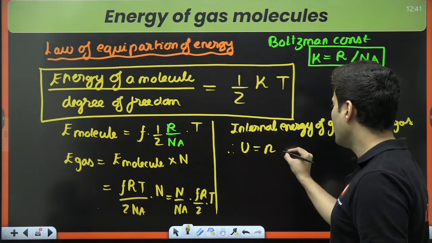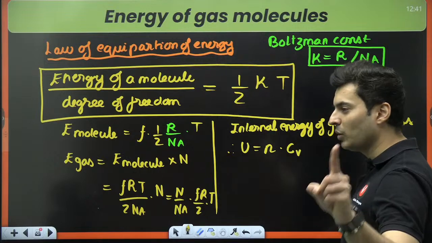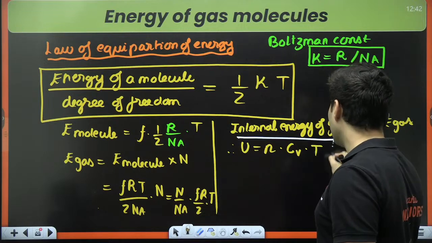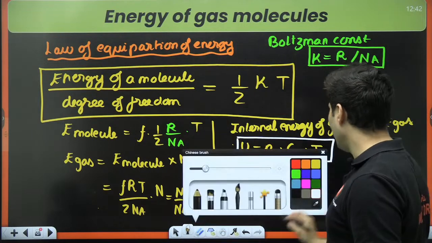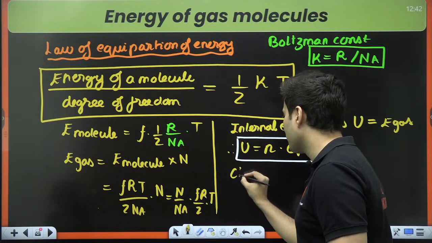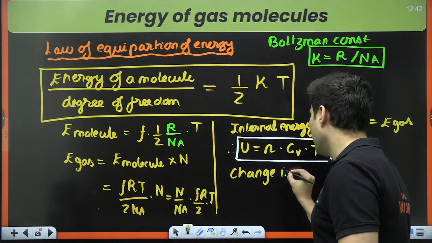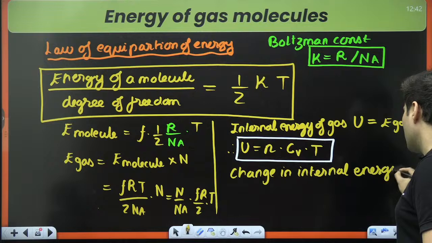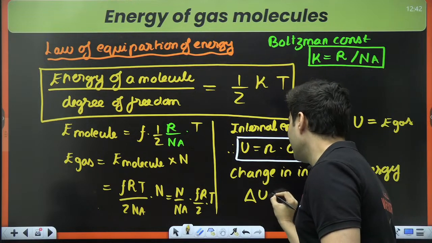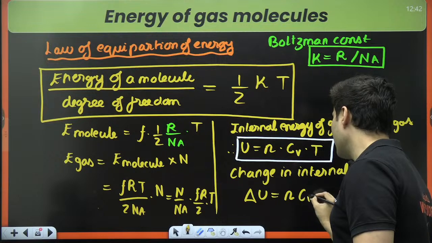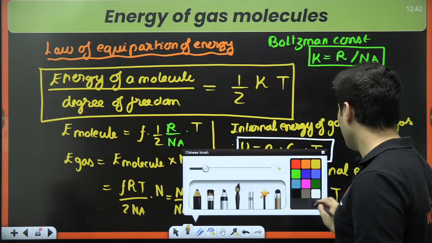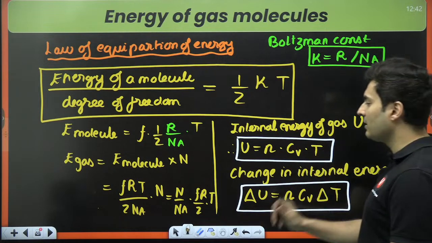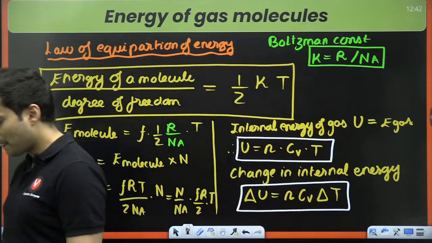What is Fr by 2? That is specific heat capacity at constant volume, and this is basically T. So that's how you get the internal energy of a gas: NCVT. And if you want to find the change in the internal energy of a gas, then you use delta U is equal to NCV delta T, which is also commonly used in thermodynamics. CV is RF by 2. Keep this in mind.